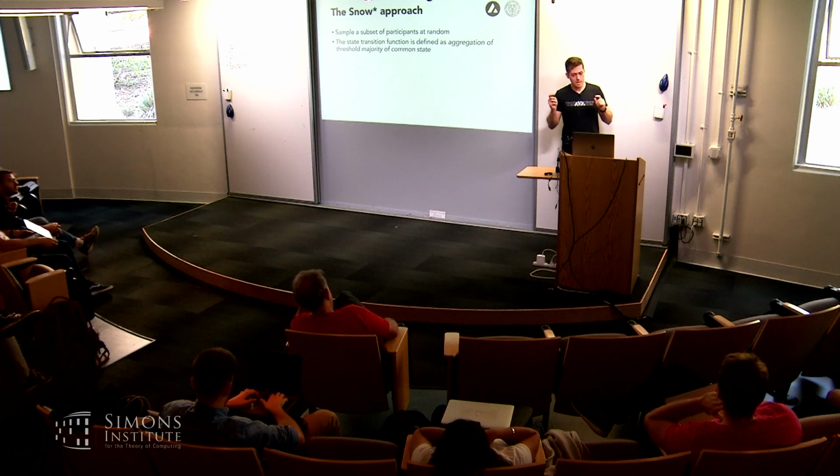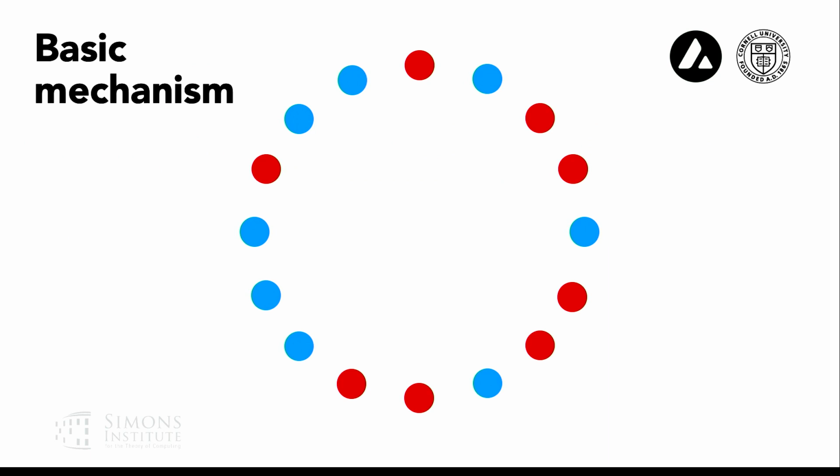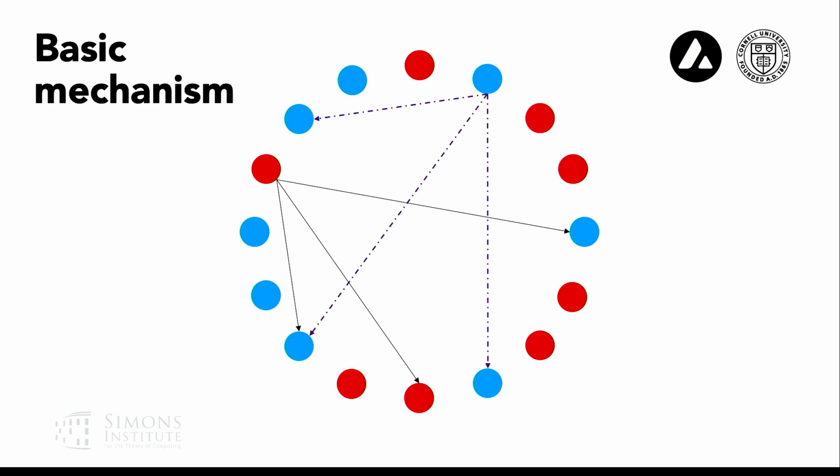So the basic mechanism is super simple. We have a bunch of nodes. They are red or blue. They're trying to decide 0 or 1. They're trying to decide on binary consensus. Every node samples a random subset of other nodes and gets their value. In this case, the red node samples a majority blue. This node here samples a majority blue, and then it becomes blue itself.